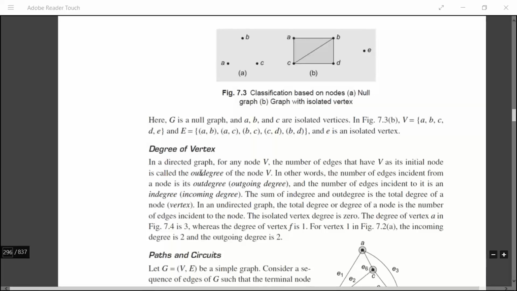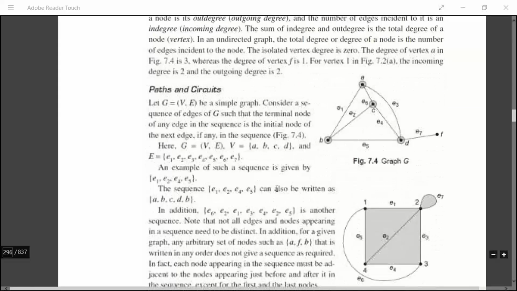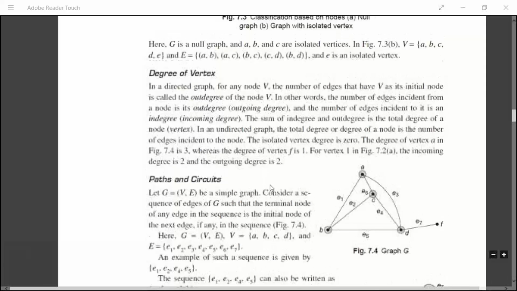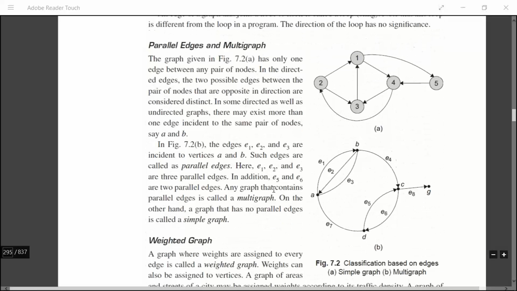In a directed graph, for any node V, the number of edges that have V as their initial node is called the out degree of the node V. In other words, the number of edges incident from a node is its out degree, and the number of edges incident to it is its in degree, or incoming degree. Let's take this example.